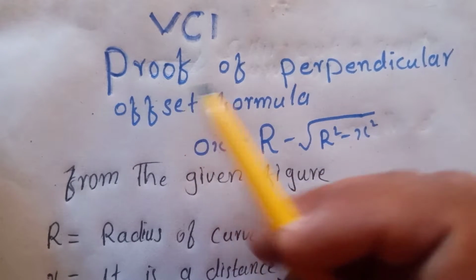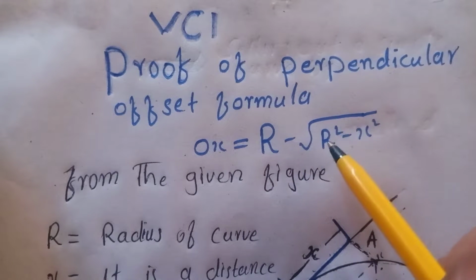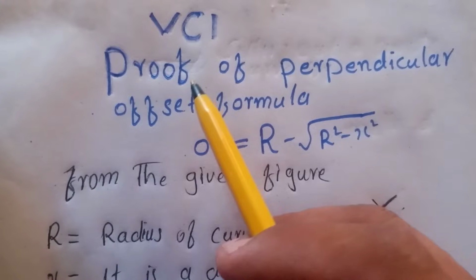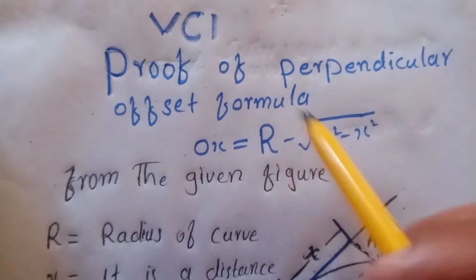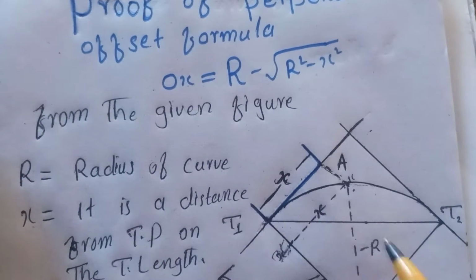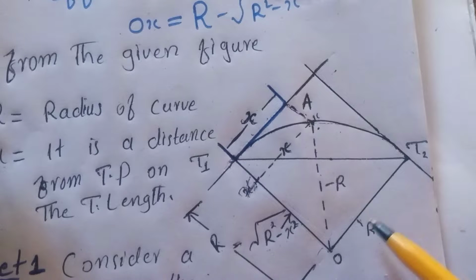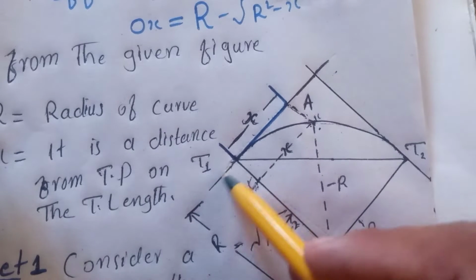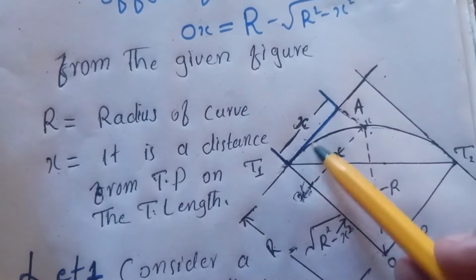As we have said, the perpendicular offset is given by this formula: Ox is equal to r minus under root r square minus x square. But we are going to find the proof of the perpendicular offset formula from the given figure. So this is the given figure, where r is equal to the radius of the curve. As you can see, this is a radius of this curve, and this is also the radius of the curve, and x is equal to the distance.